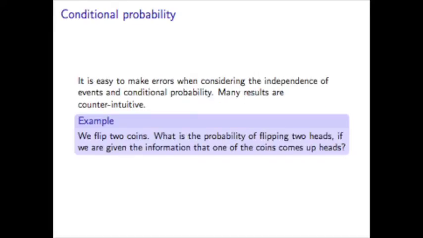Conditional probabilities are famous for being counterintuitive. Here's a well-known example. Suppose that we flip 2 coins, and I ask, what is the probability that we flip 2 heads if we are given the information that at least one of the coins has come up with a head? I'll give you another opportunity to pause this video and have a discussion about your answer to this problem.